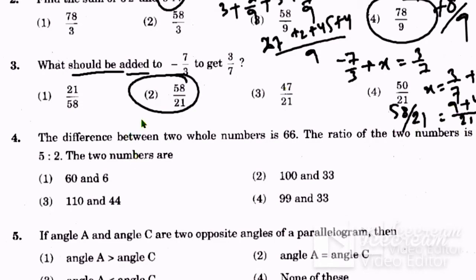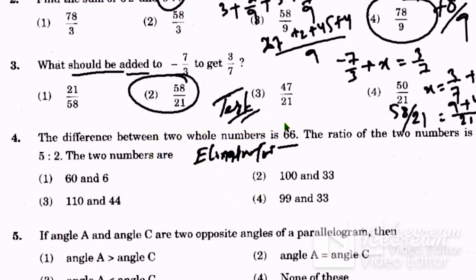Next, we can see question number 4. The difference between two whole numbers is 66. The ratio of the two numbers is 5:2. The two numbers are? You can solve it by the basic method also, but for the test, you should use the short tricks. For the test, you can use the elimination method of solving the question. What is the elimination method? You can eliminate all the 3 wrong answers.